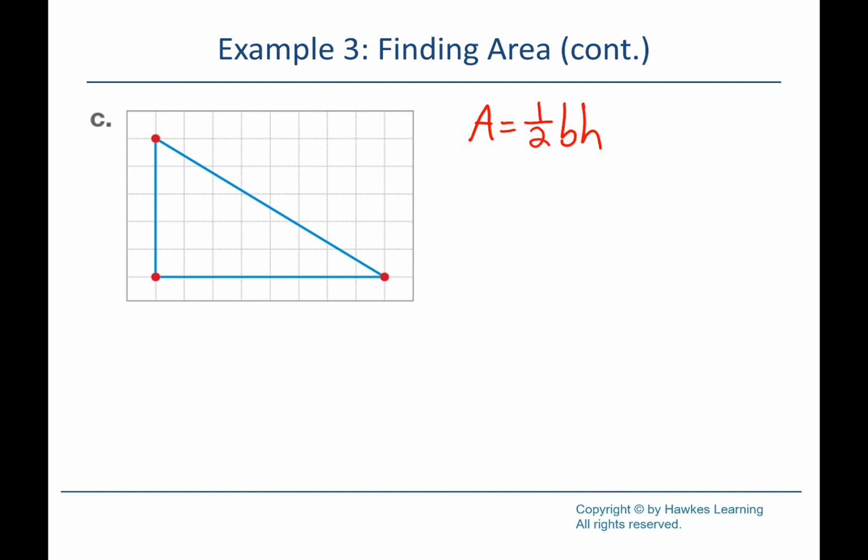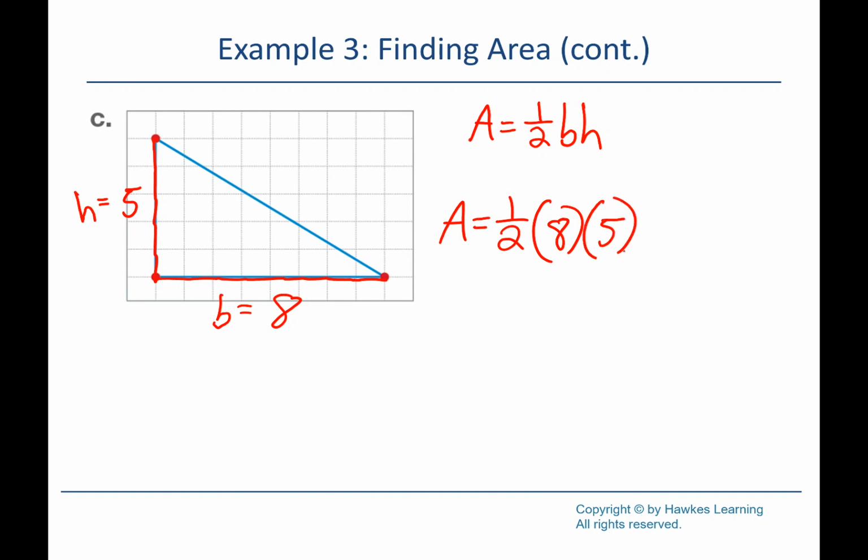1/2 base times height. So our vertical side, 1, 2, 3, 4, 5, that would be our H, our height. And then our base would be the bottom side. So 1, 2, 3, 4, 5, 6, 7, 8 would be our base. So we need 1/2 of 8 times 5. 8 times 5 is 40.